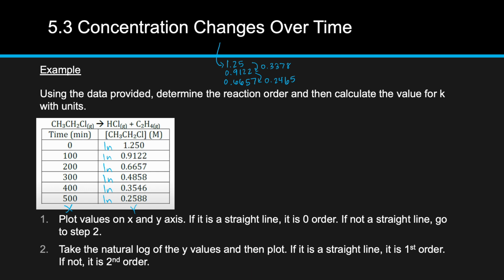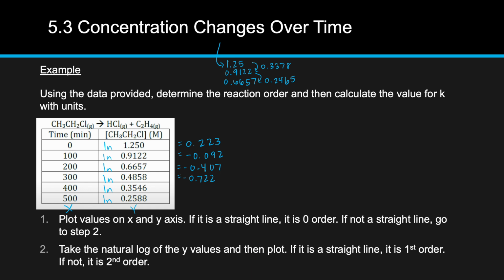So when we are looking at the natural log of these, let's just do the first couple to make sure that they are changing by the same amount for each one. So when we get the natural log of 1.250, we get 0.223. The natural log of 0.9122 is going to be negative 0.092, and then negative 0.407, and let's just do one more, 0.722. So now let's look at the change between the natural log of all these concentrations.